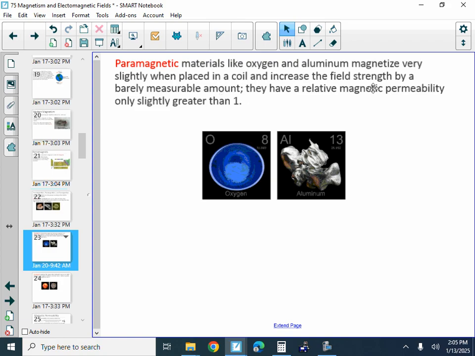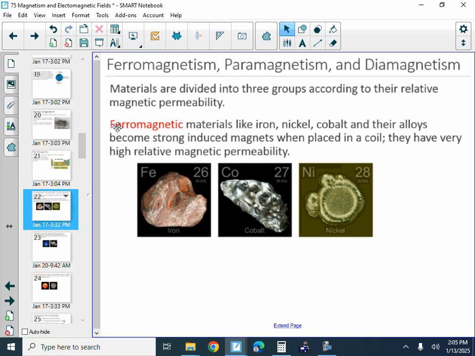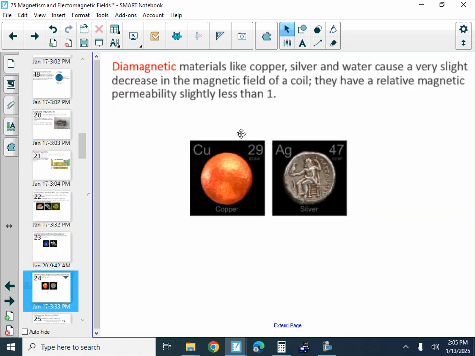Things that are paramagnetic increase the strength of a magnetic field only slightly if they're in the presence of a magnetic field, whereas these increase the strength of the magnetic field by a lot if they're in a magnetic field. And you have diamagnetic materials that will decrease the strength of a magnetic field a little bit if they're in a magnetic field.